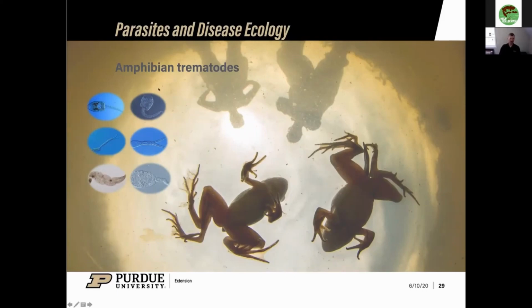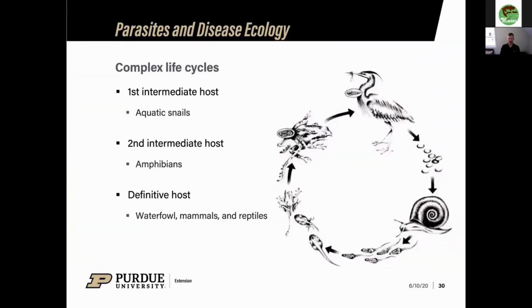You see a variety of species here, so you can see some of the differences in body shape and size of the different parasites. In some cases, these amphibians can be infected with about 15 to 20 different types of trematodes in certain types of habitats. But again, these parasites have a complex life cycle. What that means is they're using multiple host species to complete their life cycle.